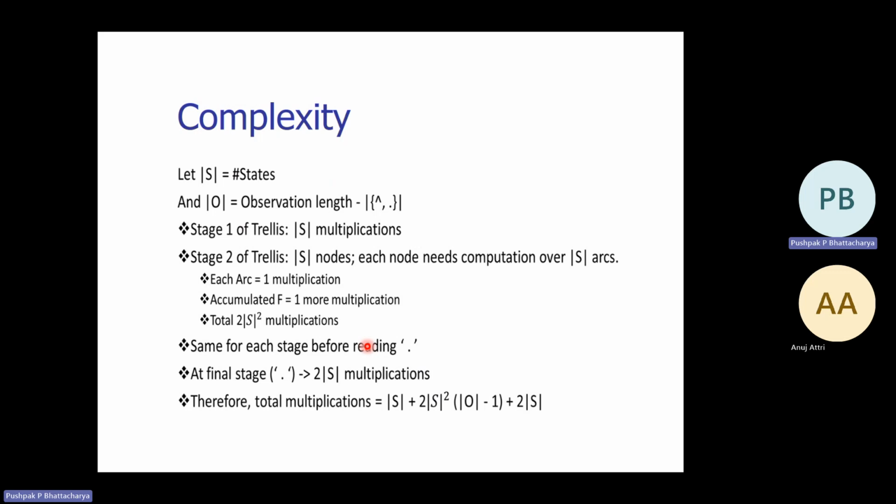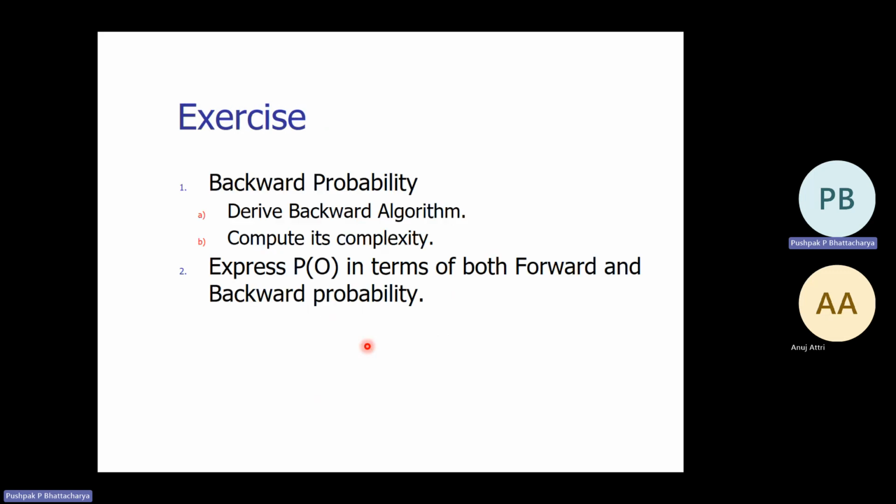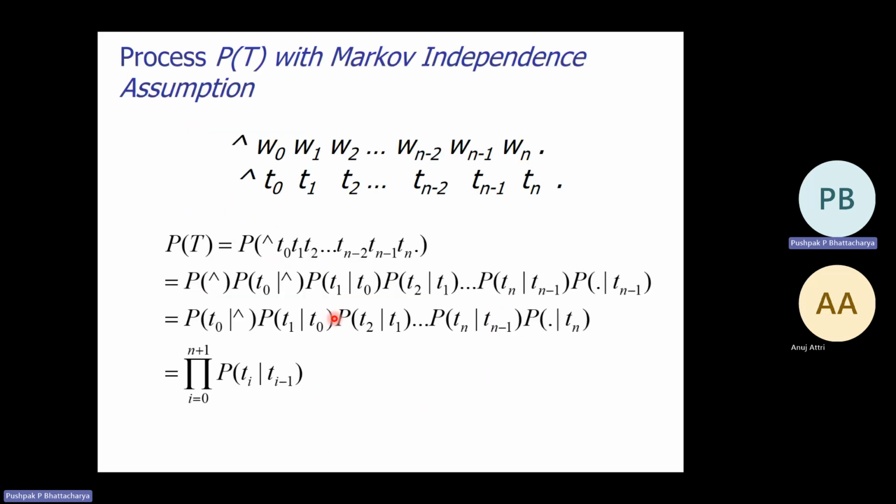So these things you must see from the slides as well as research papers, books, etc., and make sure that the complexity calculations are clear in your mind. It's a very beautiful application of the Markov assumption. And the key point to remember is max versus addition. So the forward algorithm has this order S square O complexity. The backward probability you can similarly deal with, and express P(O) in terms of both backward and forward probability. The probability of the observation sequence can be expressed in terms of both forward and backward probability.